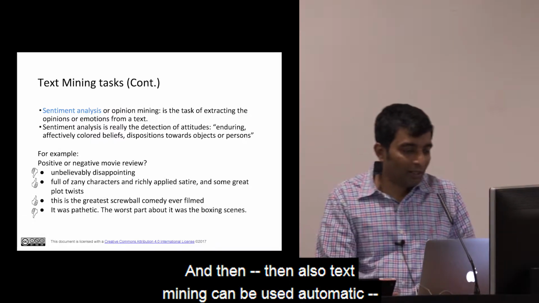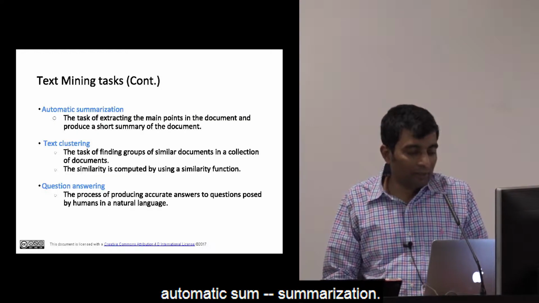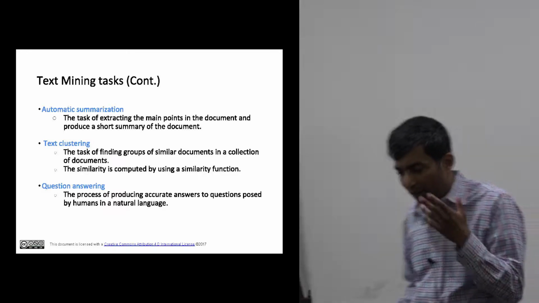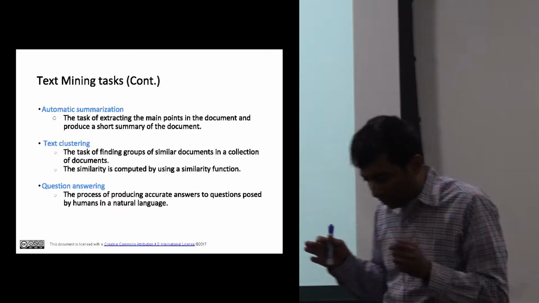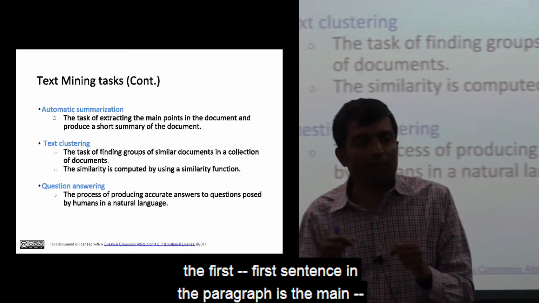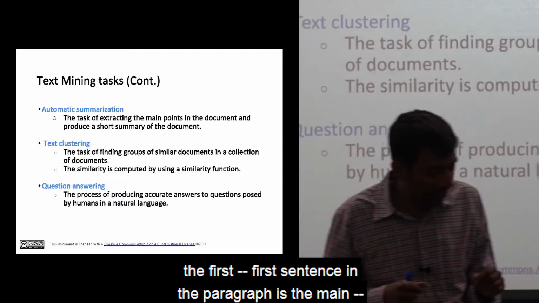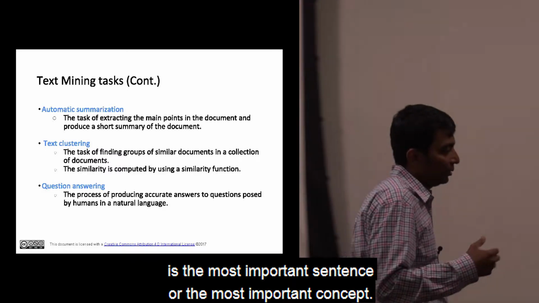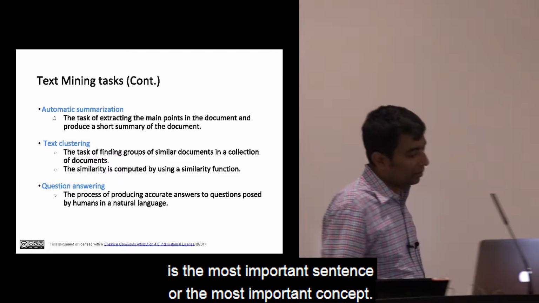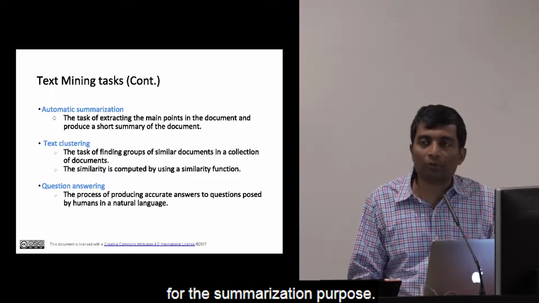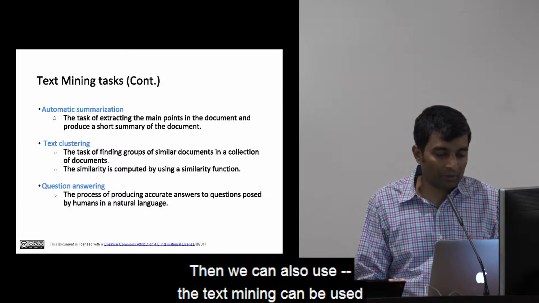Then text mining can also be used for automatic summarization. Given a text article, our goal is to summarize the text. In English, I heard that in every paragraph the first sentence is the most important sentence, conveying the most important concepts. That type of information can be useful for summarization purposes.